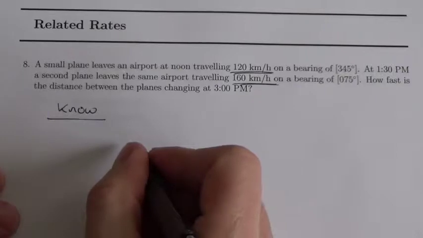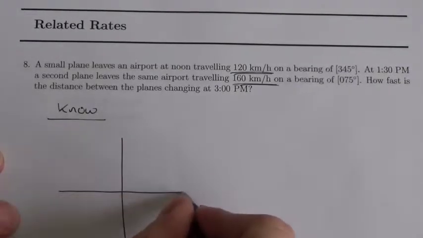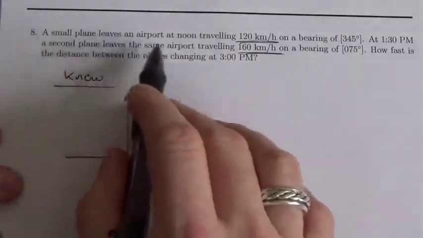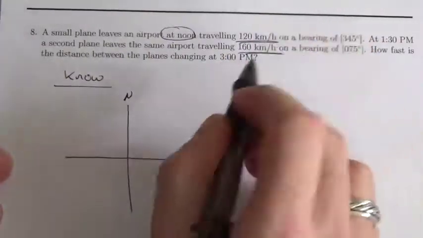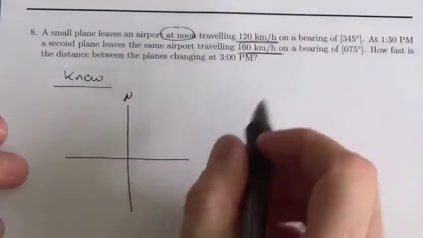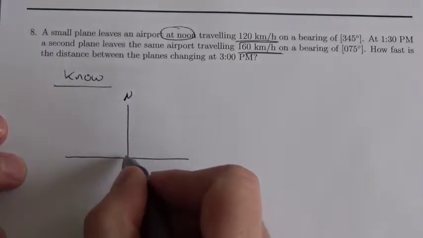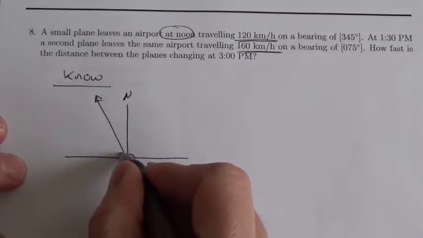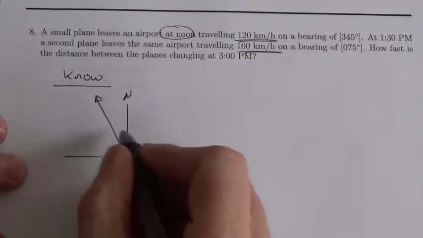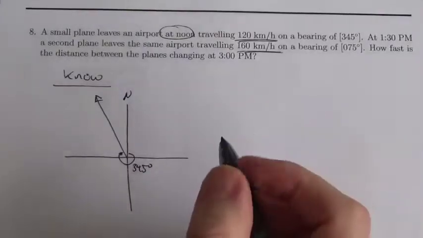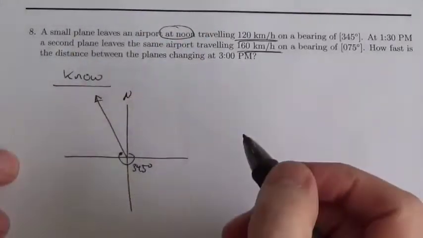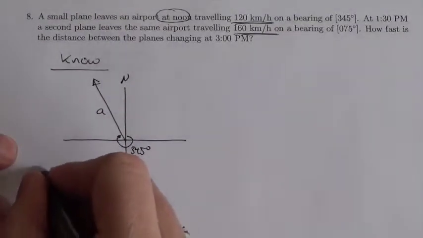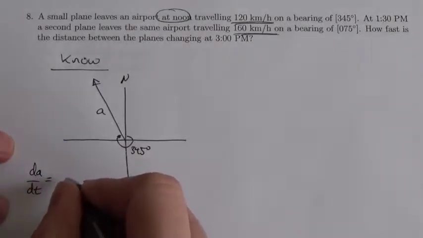So here is what I know. We've got our compass. So here's north. And the small plane leaves an airport at noon, traveling 120 kilometers an hour on a bearing of 345. Now, a bearing of 345 means that's going to wrap all the way around. That's actually going to look like this, where this is your 345 degrees. And right there is the vector that first plane is going on. So let's just call this distance here A. And so we know that dA by dt is going to be 120 kilometers per hour.